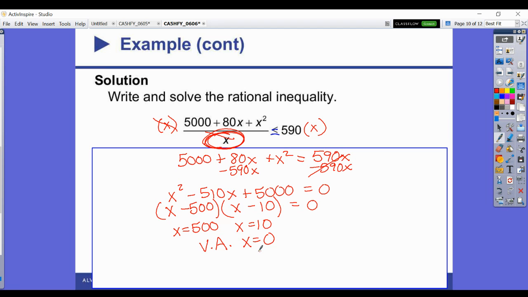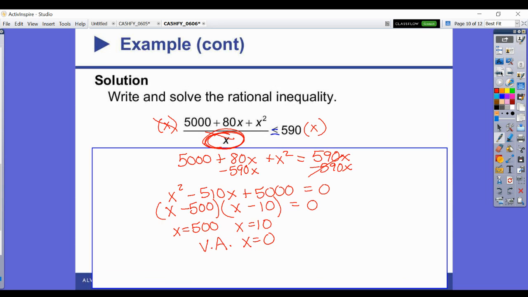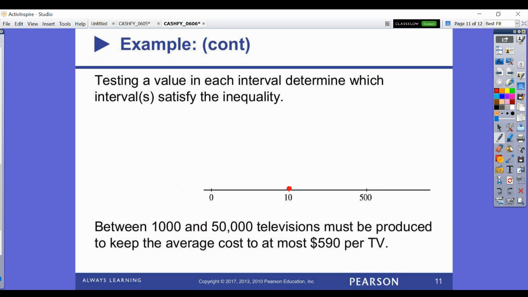So I'm going to take all three of these values and put them on a sign chart. So here we go: 0, 10, and 500. Just a random sign chart. It doesn't have to be to scale or anything. Just put a number line with those three numbers on it, and now we're going to test values. It said less than or equal to, right? So we know it equals 590 at 10 and at 500. And at 0, that's an asymptote, so it does not equal anything. We can't plug 0 in. So that's an open dot, and then these two get closed dots. So we can start with that.